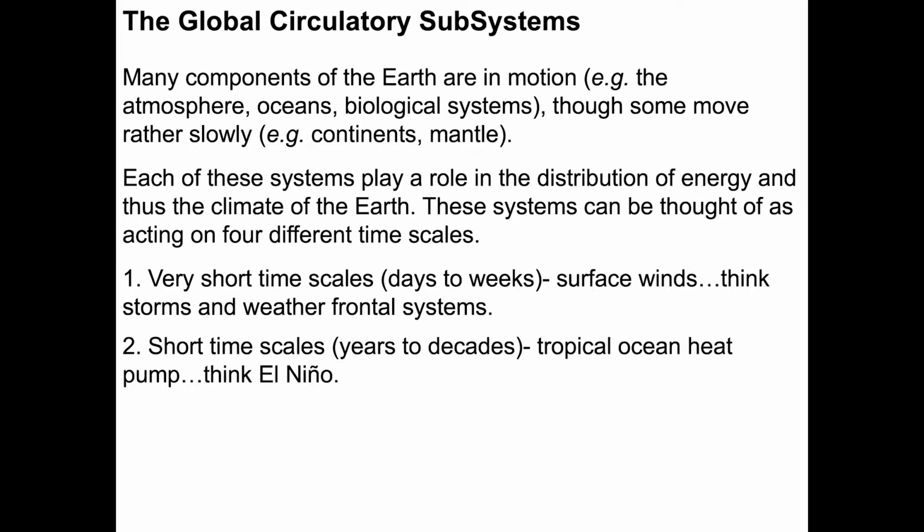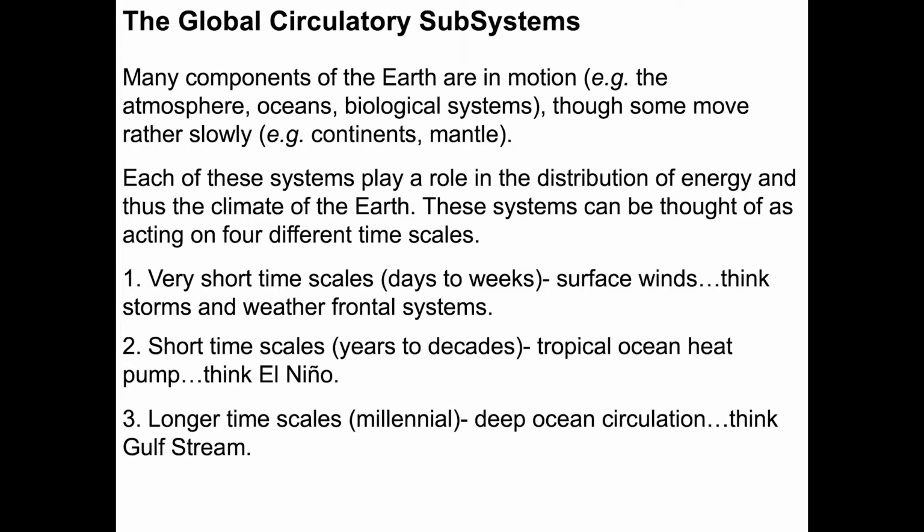We can talk about short time scales. These are time scales of years to decades. And a good example of that is the movement of ocean heat from the east to the west and the west to the east in the Pacific at the surface is going to affect what's going on below the surface. And a good example of that is El Nino La Nina, or ENSO.